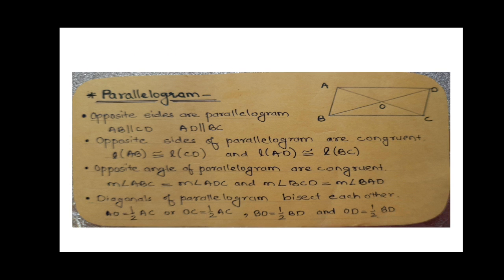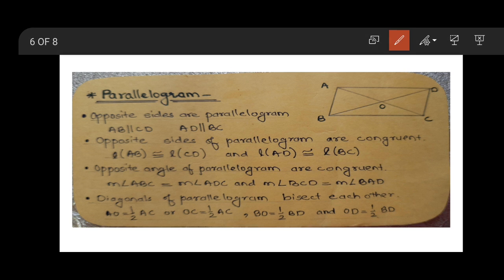Next is parallelogram. Opposite sides of a parallelogram are parallel. AD is parallel to BC and AB is parallel to DC. So this is the main property. Opposite sides of a parallelogram are parallel to each other.